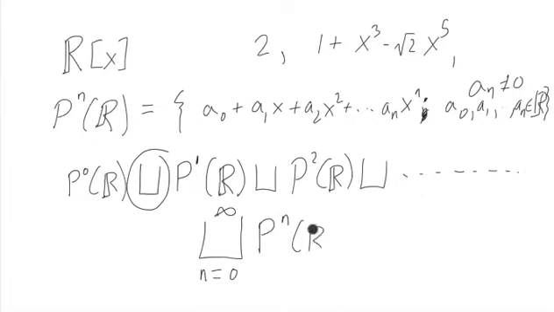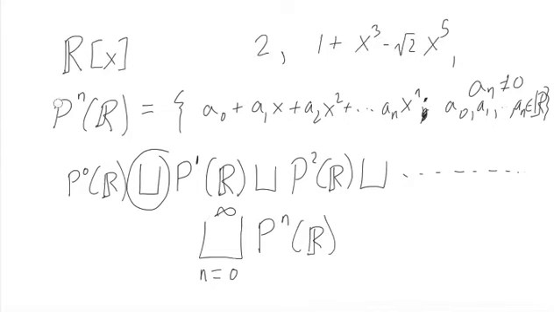PnR. And this represents the partition of the polynomials with real coefficients into their various degrees. So we collected them into different degrees, and those don't have any overlaps. And so this disjoint union is equal to all of this.